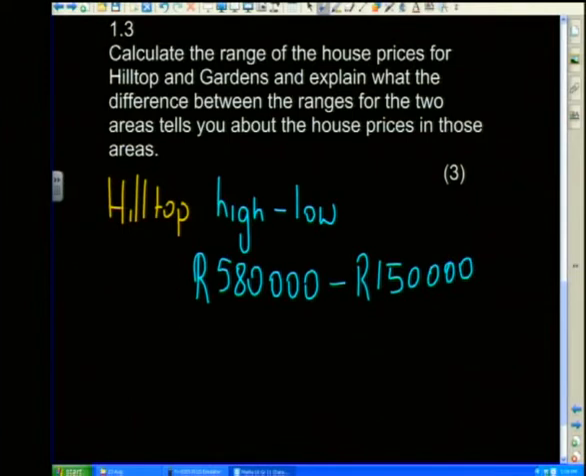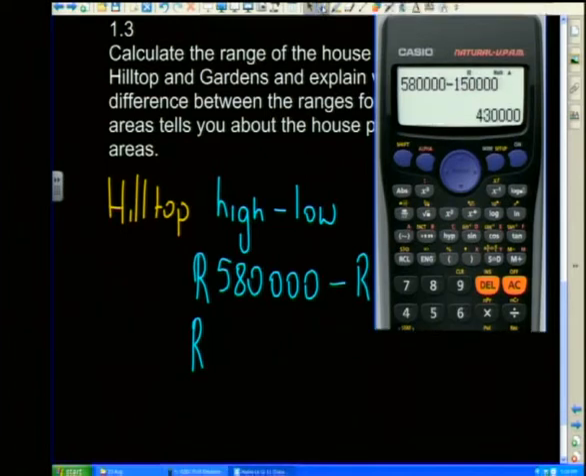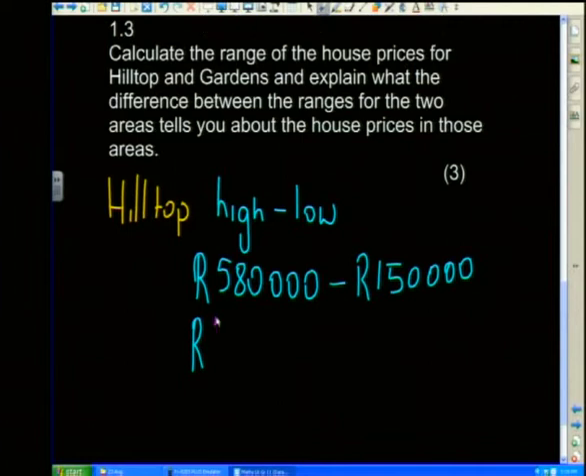Okay, and I don't think we need a calculator for this, but if you do, take your calculator out. So doing 580,000 minus 150,000, we get 430,000. So this is 430,000 Rand. That's our one range.